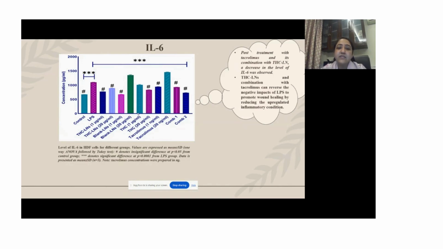So with the help of these concentrations, we can see the wound healing, so that we can reduce the inflammatory conditions. So TSC-SLNs in combination with tacrolimus can reverse the negative impact of LPS to promote wound healing by reducing the upregulated inflammatory conditions. So this interleukin 6 I have performed in HDF cells.